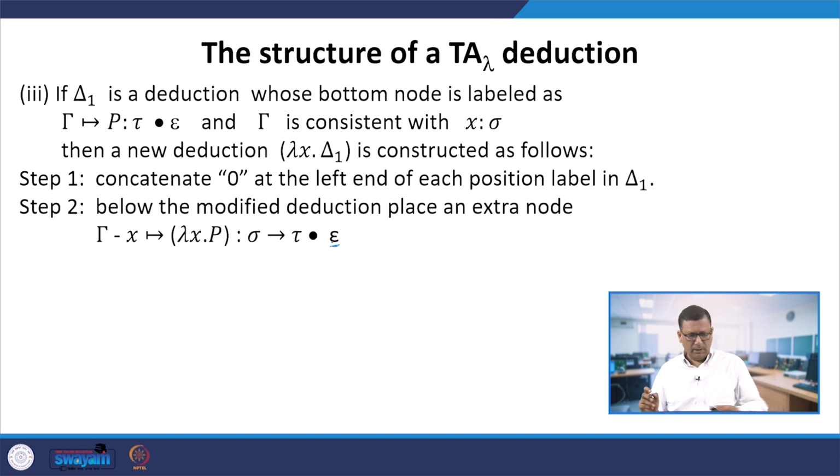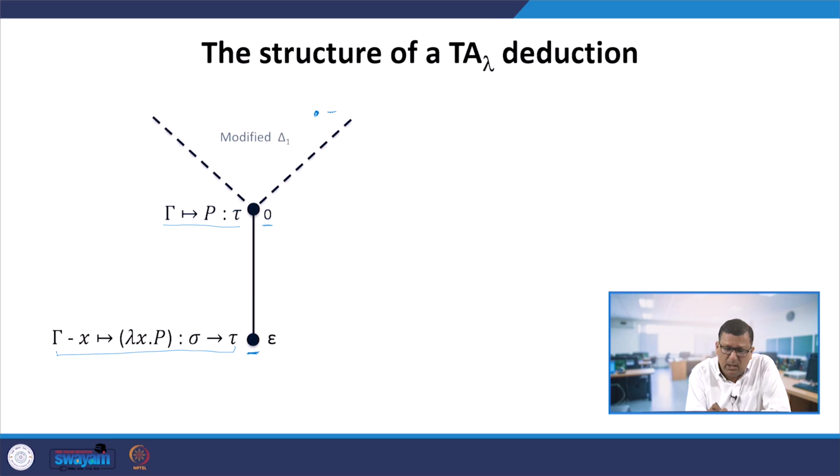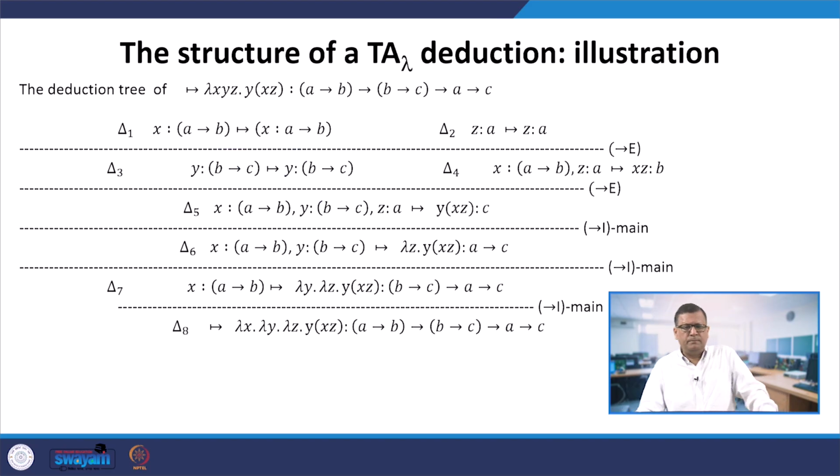So, this is shown in this way: this is the new node that we have placed and the label is this. This was the earlier node, the bottom node of the deduction delta 1, and if I have a node here, at the left end of the position label I will put the 0 here. That is the idea of representing the structure of T lambda as a tree. So, we will now illustrate this idea through an example.